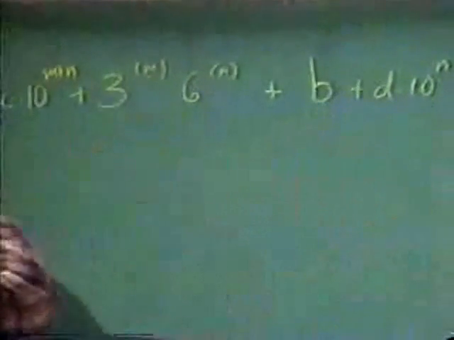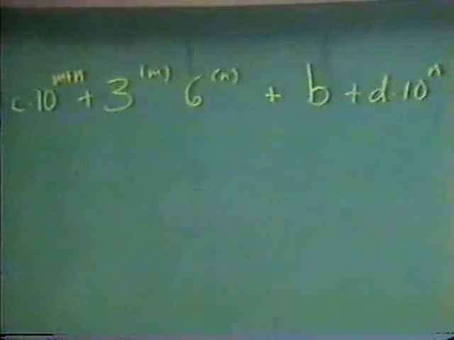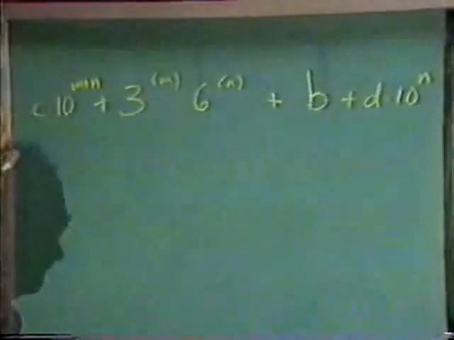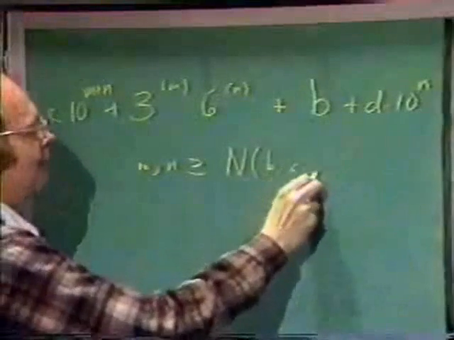Okay. The idea is that if m and n are sufficiently big, and sufficiently big depends on b, d, and c, you can expand them simultaneously. You can get the same sequence of digits in the square.